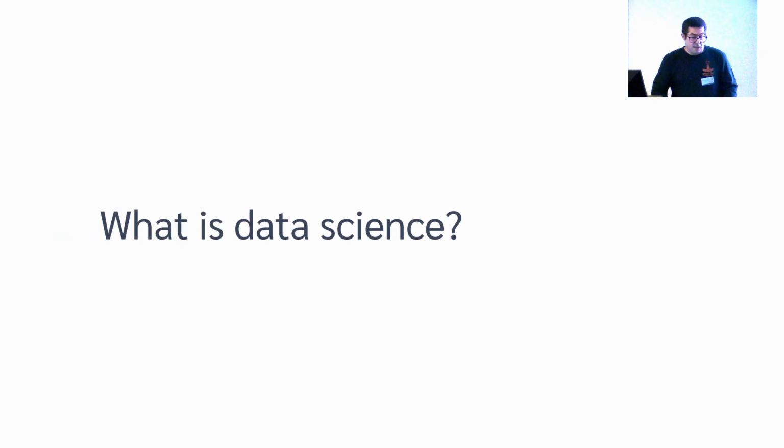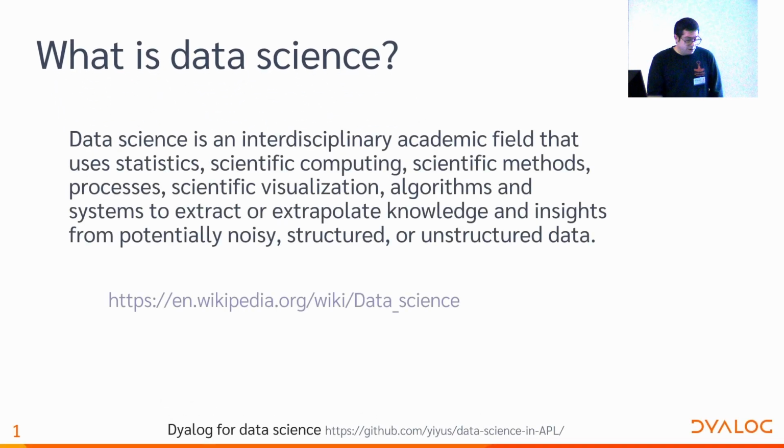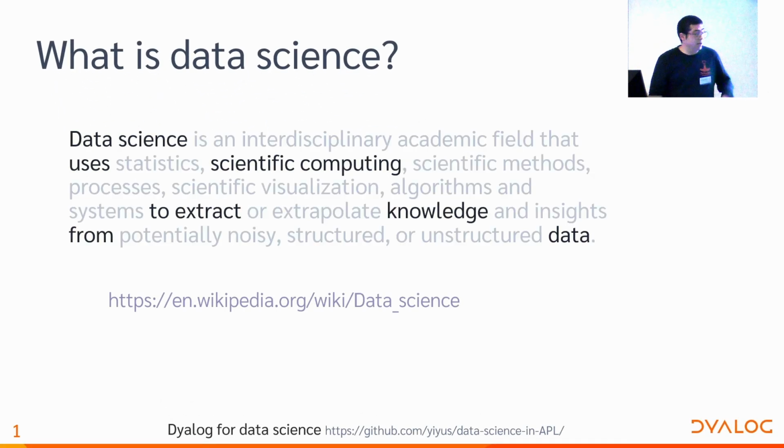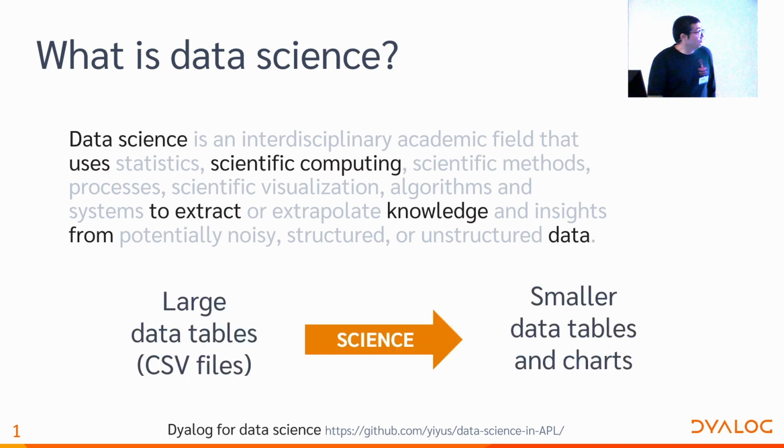But before that, an easier question: what is data science, to set the floor? We can take the definition in Wikipedia. It's a bit long, so I removed some words. And we get that data science uses scientific computing to extract knowledge from data. What this means in practice, what most people doing data science are doing, is they have a large amount of data in tables, and from that they generate smaller tables and charts so that they can interpret this data.